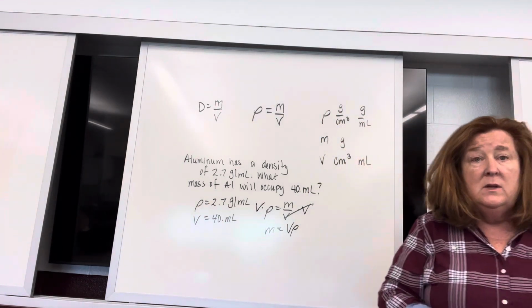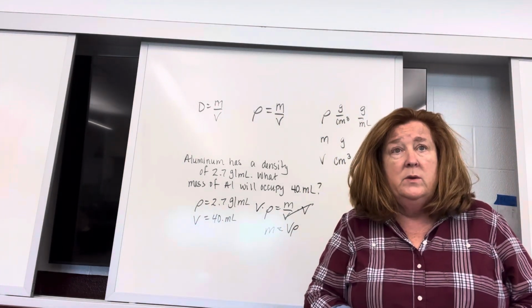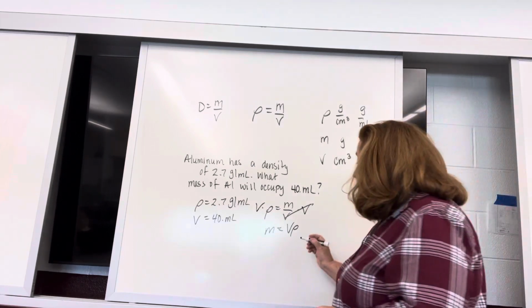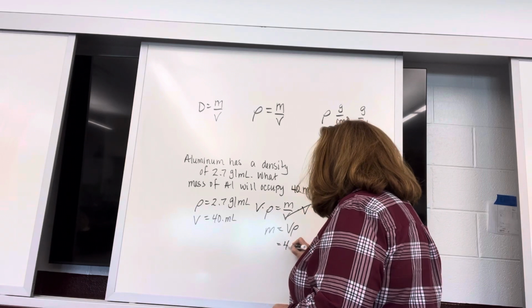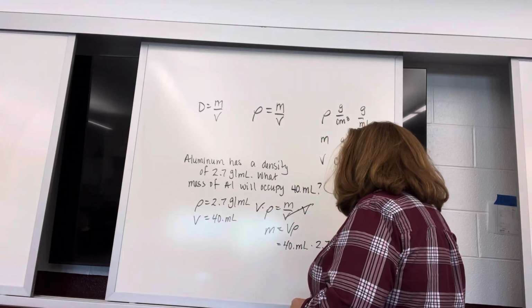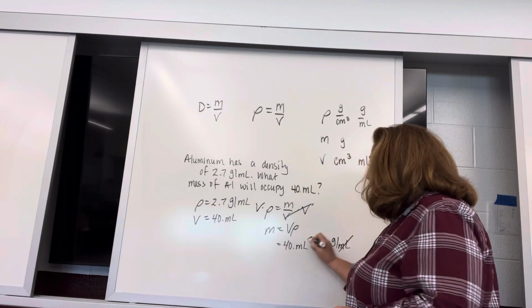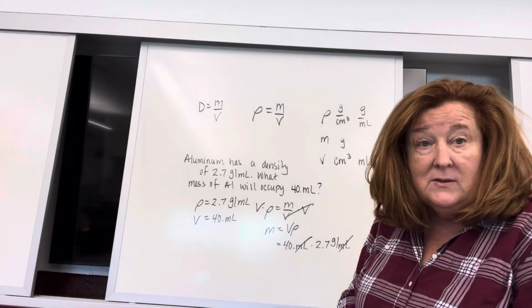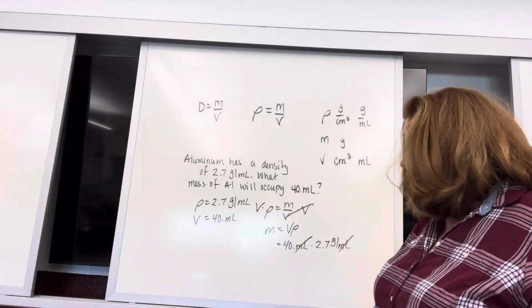I prefer that you do that first. It's nicer to work with the letters than it is the numbers sometimes as the equations get more complicated. Now I put the numbers in. I have 40 milliliters. I multiply that by the 2.7 grams per milliliter, and this is how I know that I did the algebra correctly. The milliliters will cancel out, leaving me with the unit that mass is supposed to be measured in. And then I do the actual math.